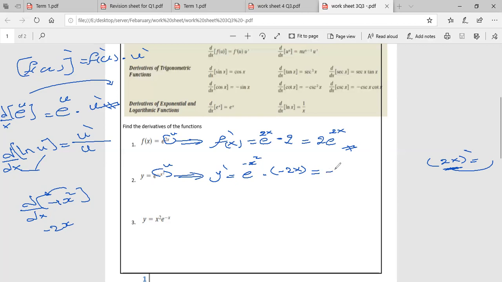Then rewrite this one. I prefer to write the number first, then the variable, then the natural exponential function. Okay. I want another one to help me solve this one. Which rule will I apply first? I begin with applying which rule?